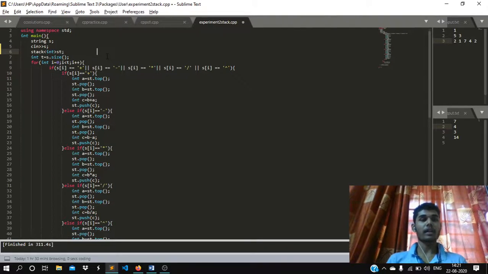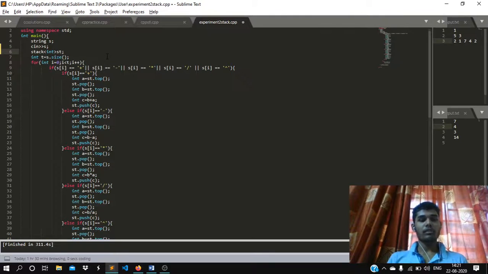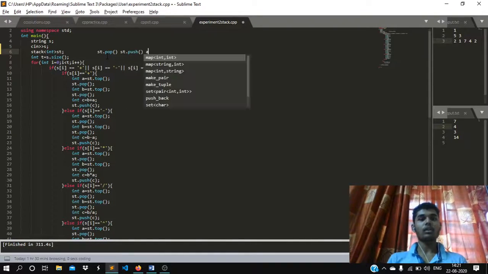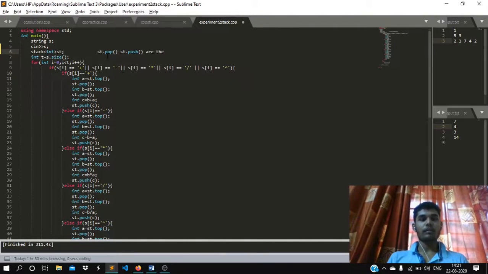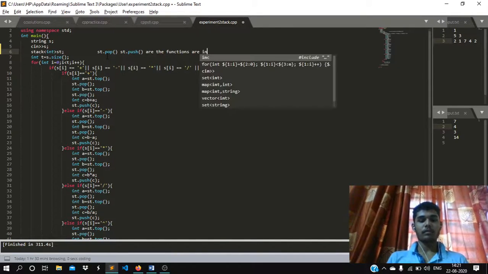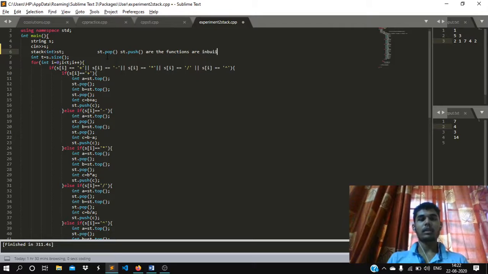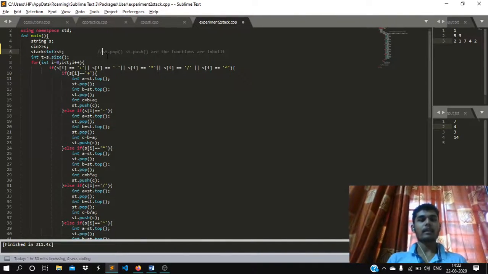We have to define the stack, and as we define the stack, st.pop, st.push, all the functions are inbuilt. So we don't have to make an array and define all the functions from the start.